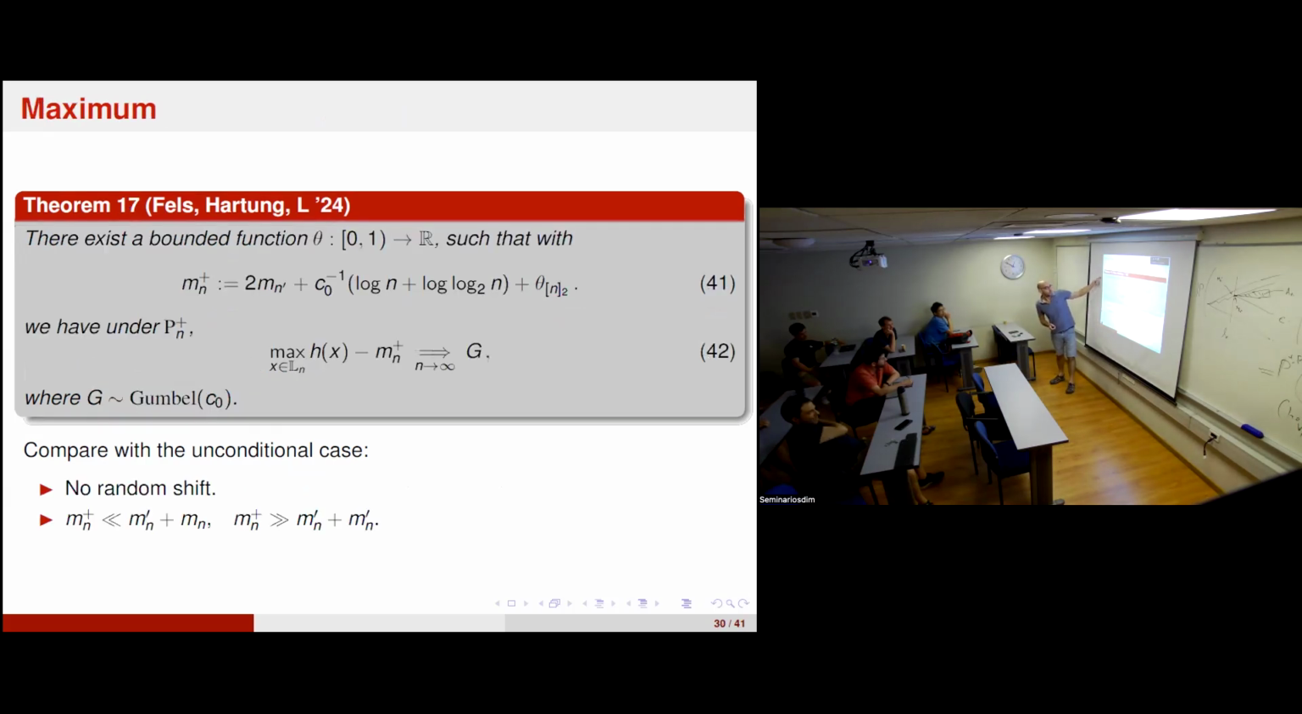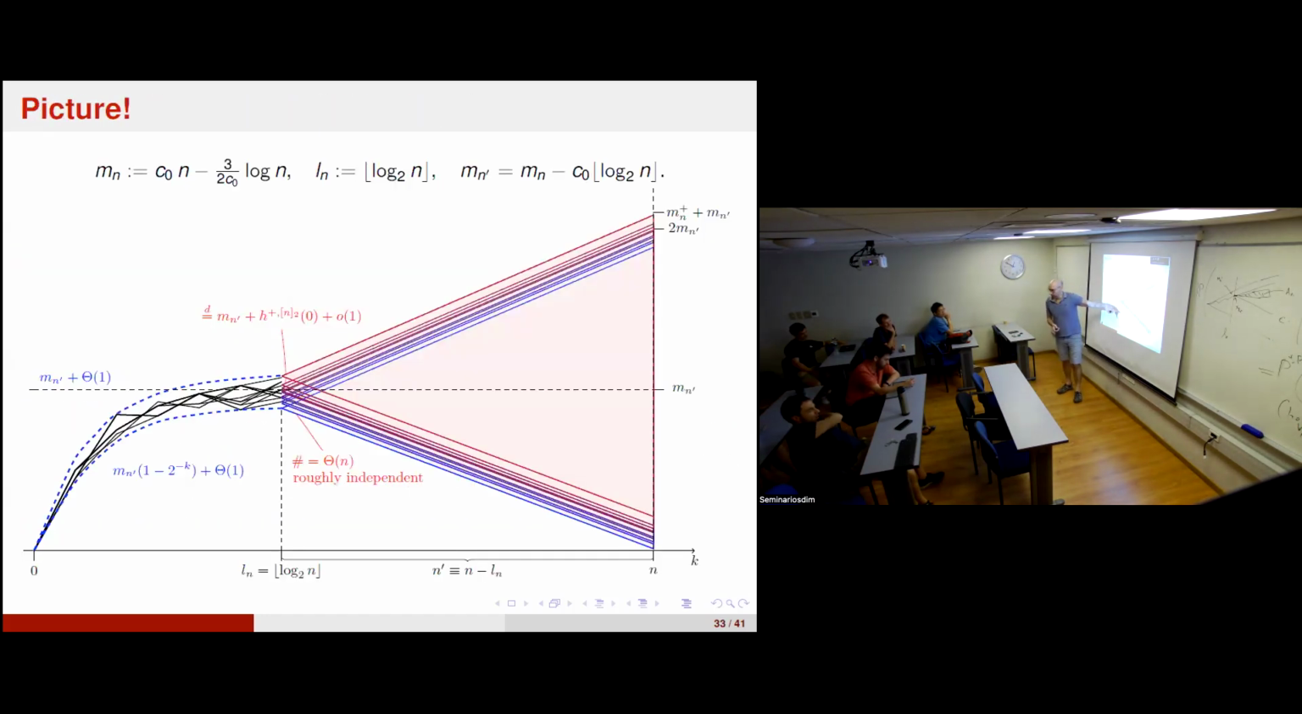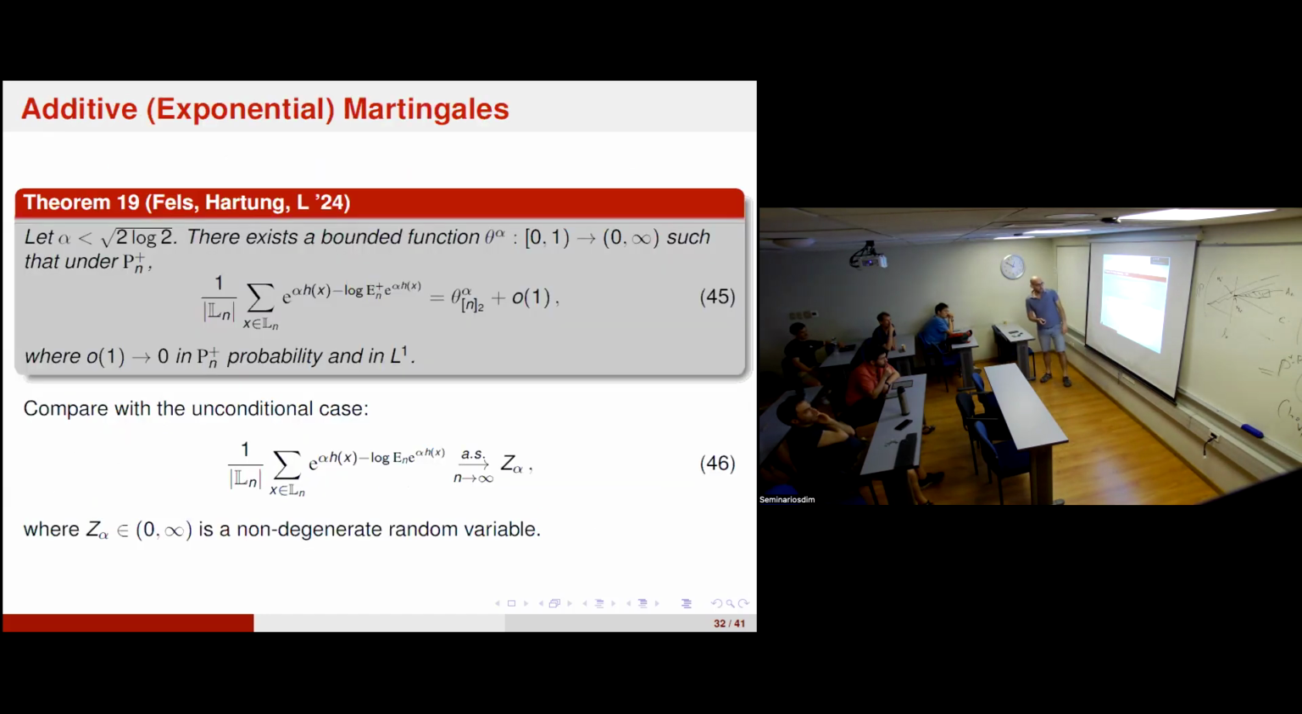What about the maximum? Maybe I'll switch to the picture before. So here's a bunch of them, and you can ask, okay, now condition everything lifted to m_n prime. What's going to be the new maximum? You can guess various things. You can guess that if it went up by m_n prime, maybe the maximum will now be 2m_n prime, so m_n prime plus m_n prime, or you can maybe guess that it's m_n prime plus m_n plus the usual order of the maximum, and both answers are wrong.